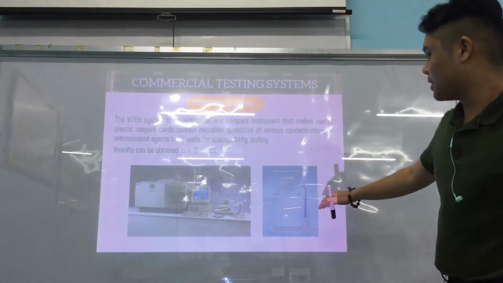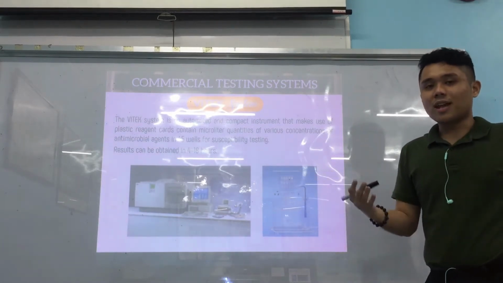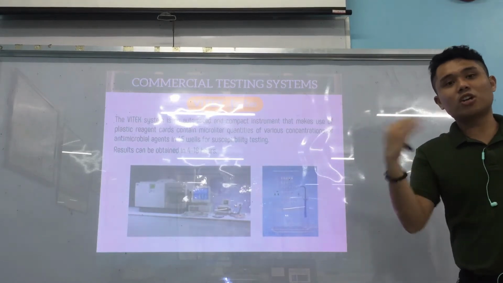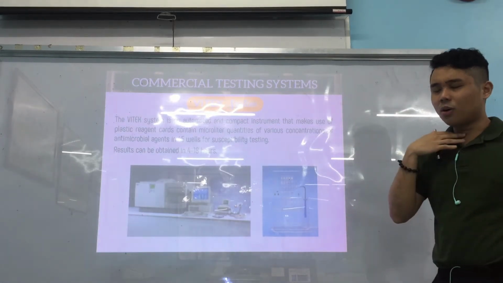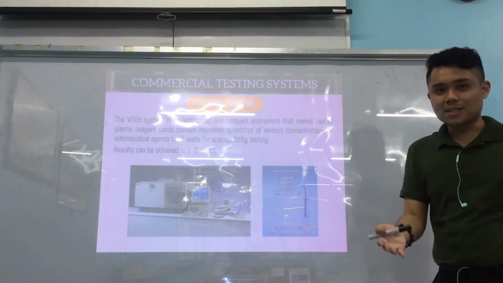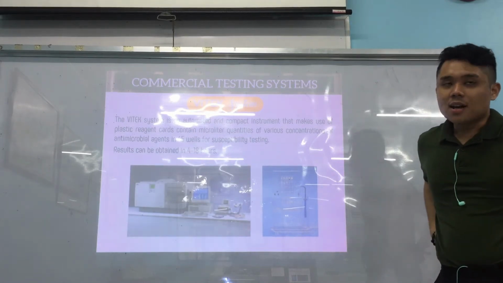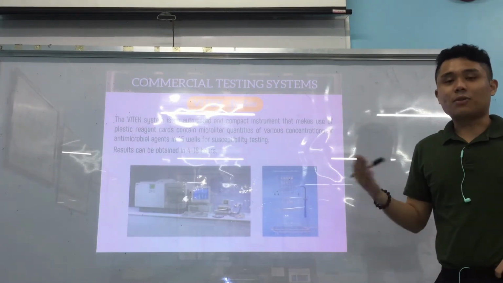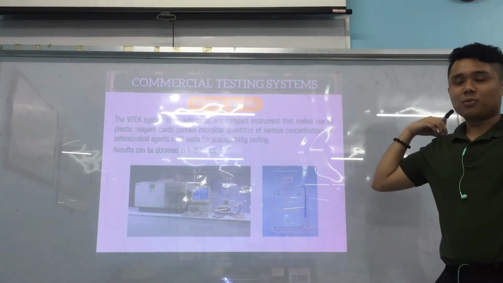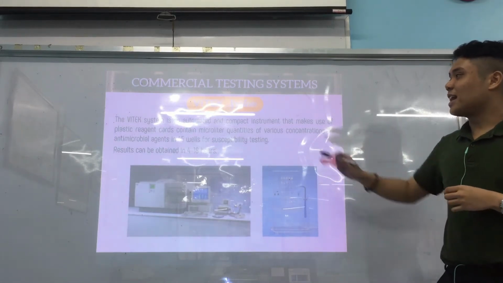So here's your machine and this is your card. As you can see, these holes are wells that contain different antimicrobial agents. Then the organism is inoculated there, and from time to time the optical density is measured, usually using spectrophotometry or fluorometry. Then the result is interpreted in terms of the MIC. All right, so again, the Vitek system.